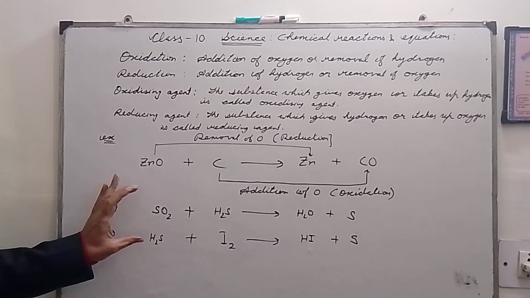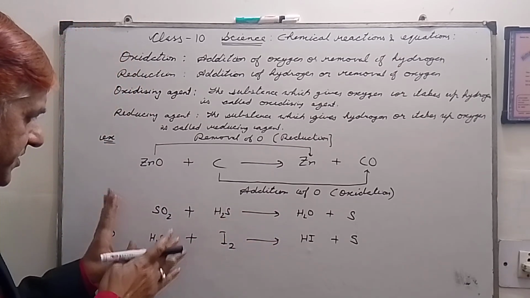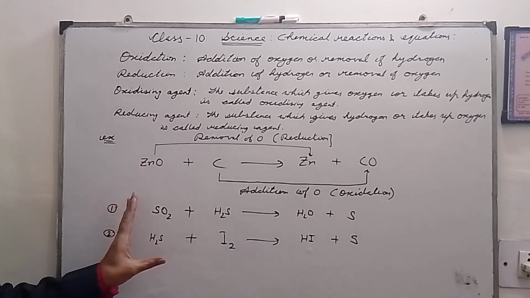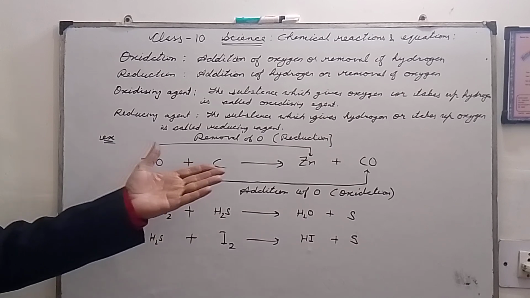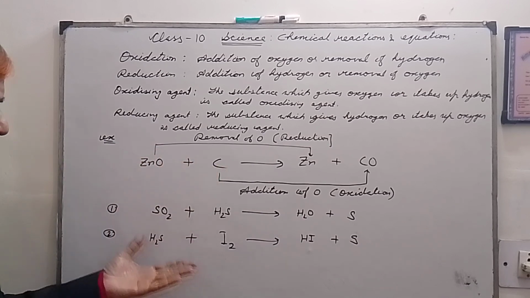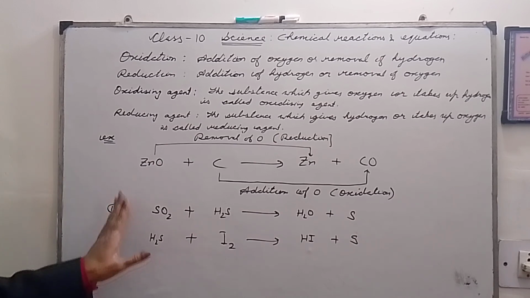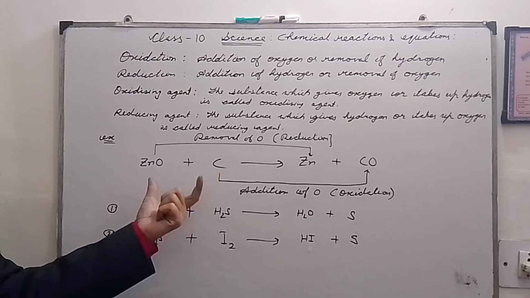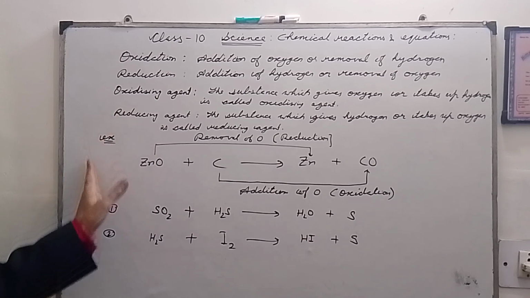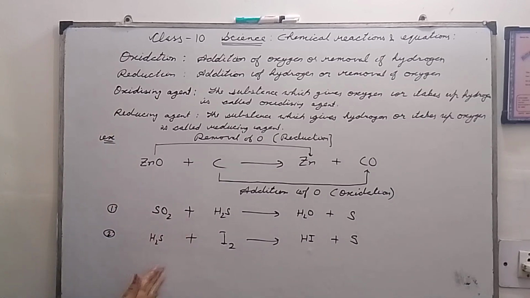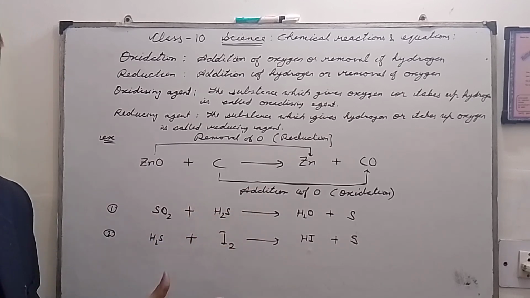So my dear students, I have given you these two equations to write all the things as I have told you in the examples which I have taken. So try to find oxidation here, reduction here, and try to find oxidizing agent, reducing agent, substance oxidized, substance reduced. So try to find all these things yourself.